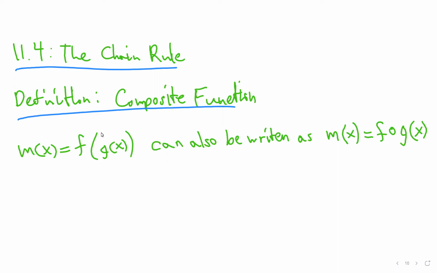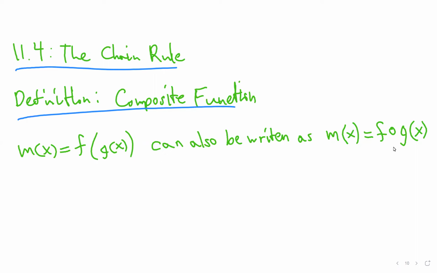So this is the idea that I was kind of telling you about, the Turducken of functions, where you have your g of x plugged into your f of x, and you end up with this result here. It can also be written as m of x equals f of g of x.